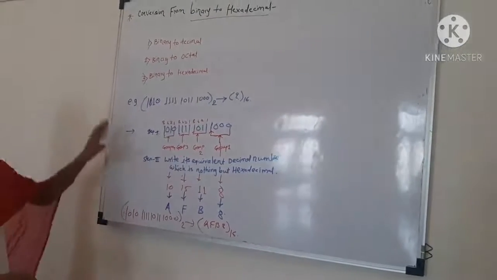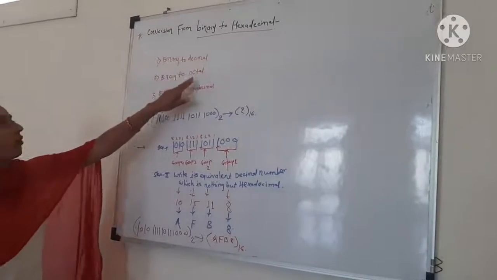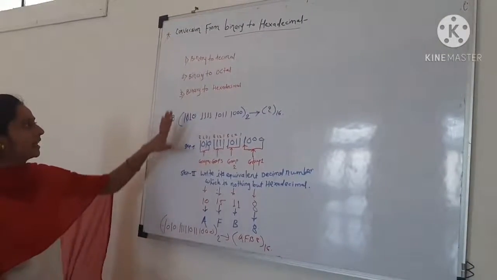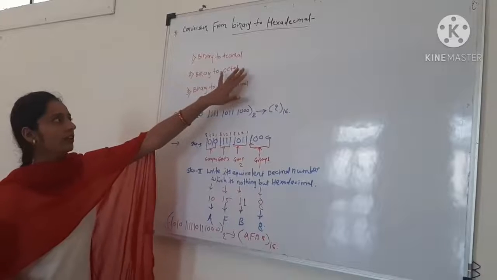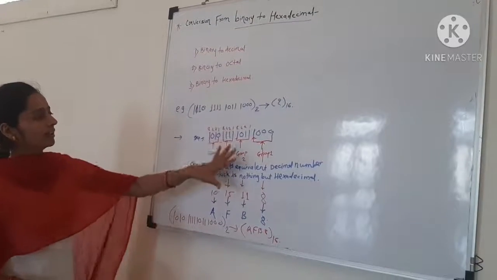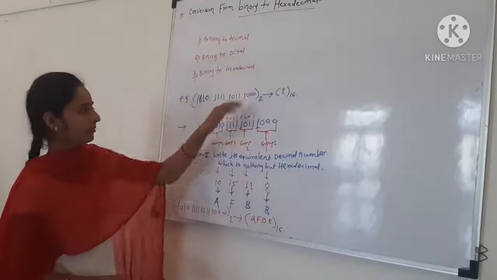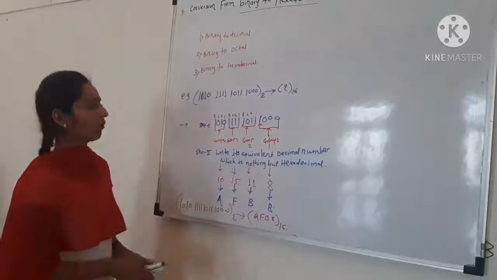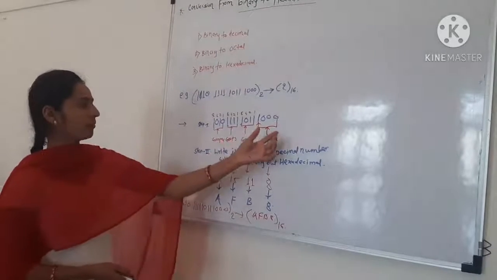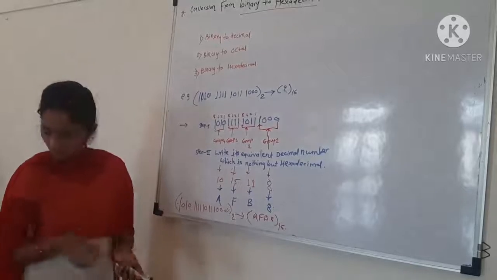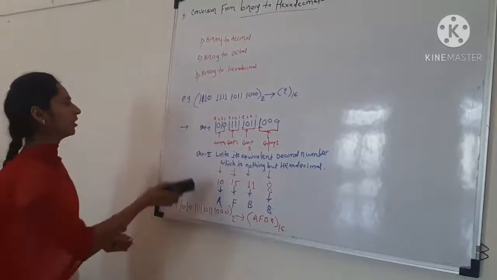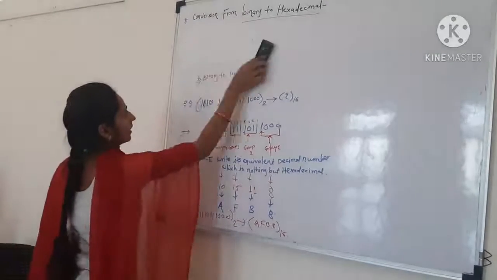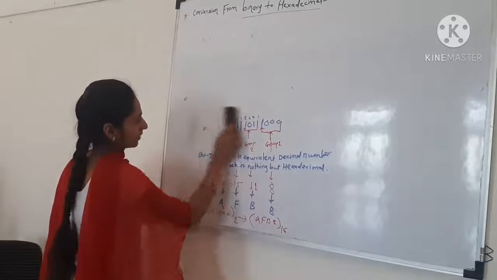So the process is the same as binary to octal conversion. Only one change: in binary to octal we do the grouping of 3 bits, and in the case of hexadecimal we do the grouping of 4 bits. The sequence is from least significant bit to most significant bit. So let's take the next example.